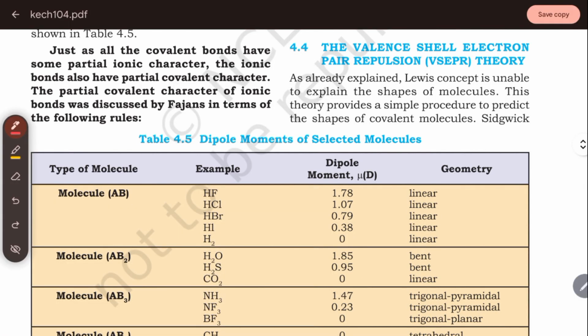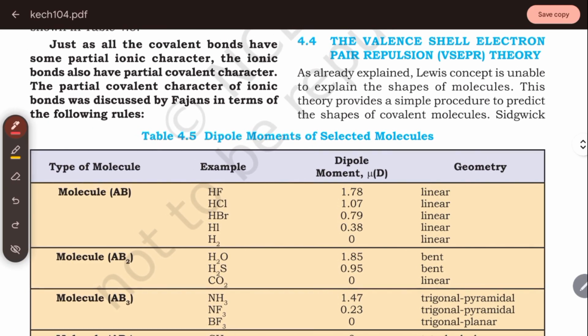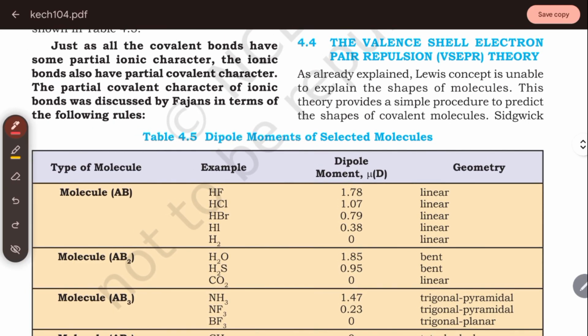Today's discussion is on valence shell electron pair repulsion, that is, the repulsion between the electrons that are present in the valence shell of molecules. Now, Lewis' concept was not enough to explain the shapes of molecules. For that, we needed a new model, which is the VSEPR model.